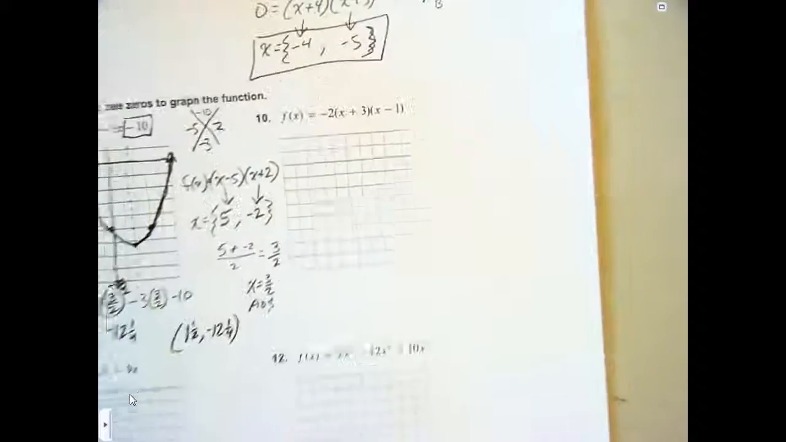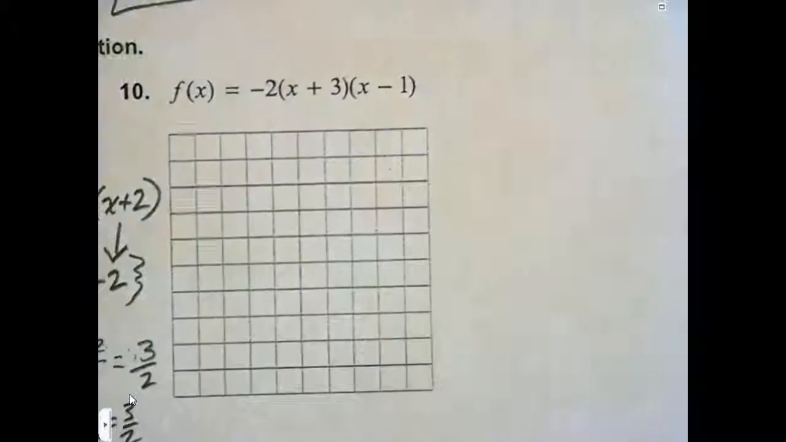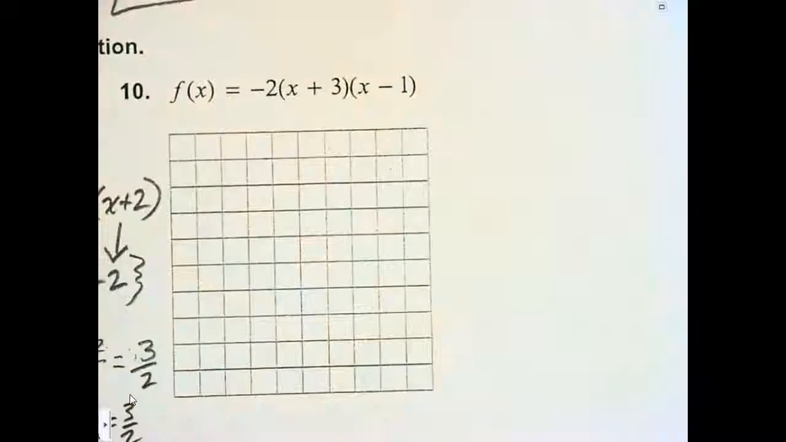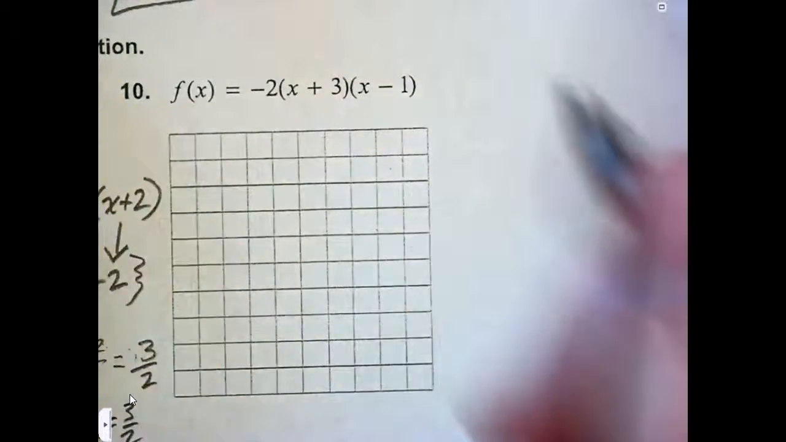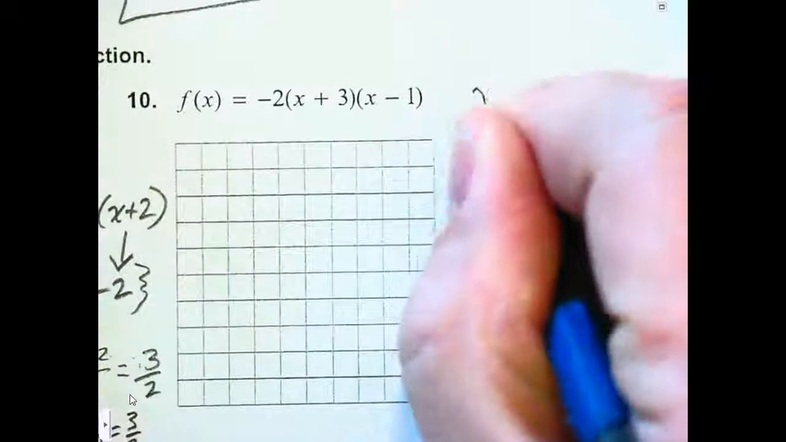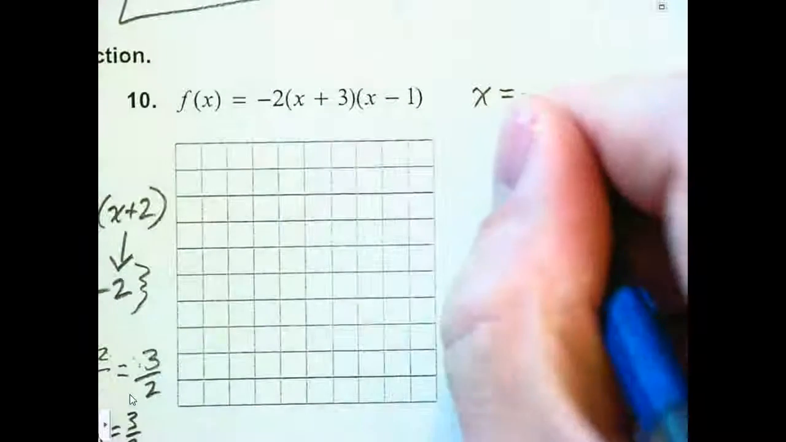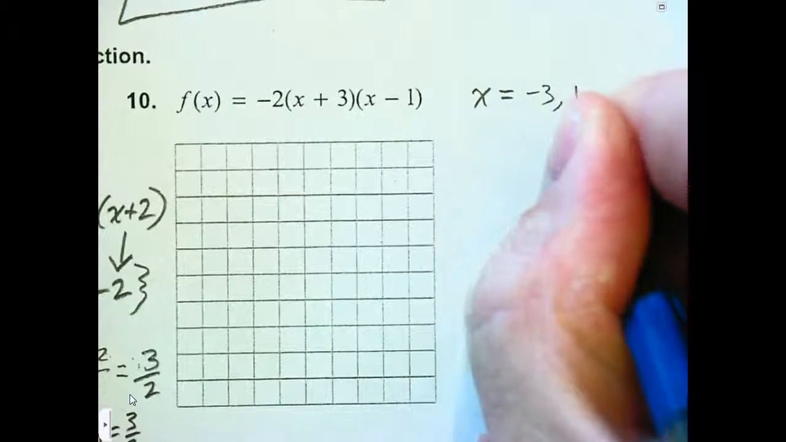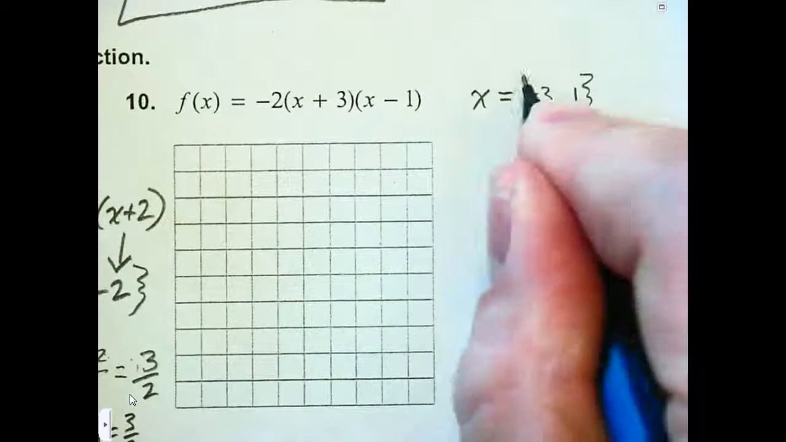Okay, so one of the questions I got earlier on was, how do you know where to put your x and y axis when you're graphing these? So first thing I'm going to start doing is listing what x equals here. So x equals negative 3 and x equals 1. Okay, those are my two x-intercepts.